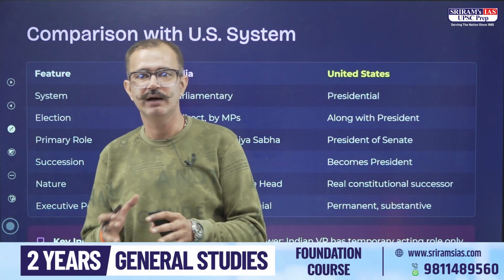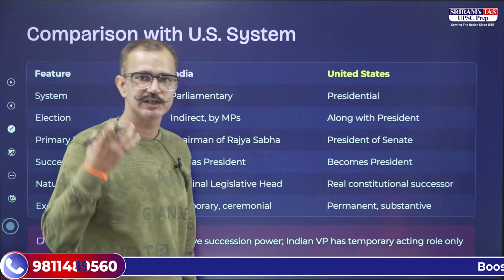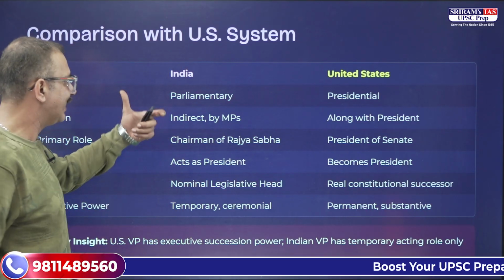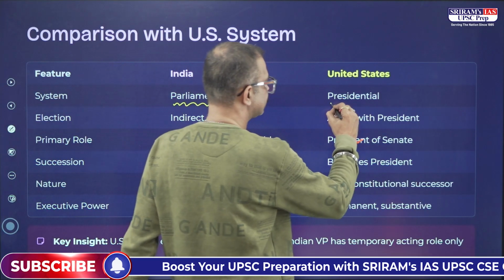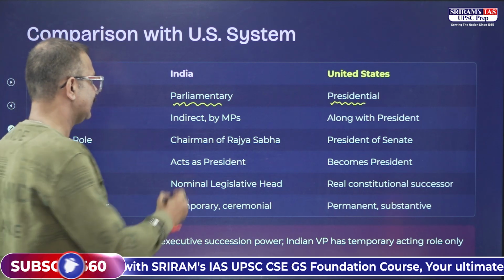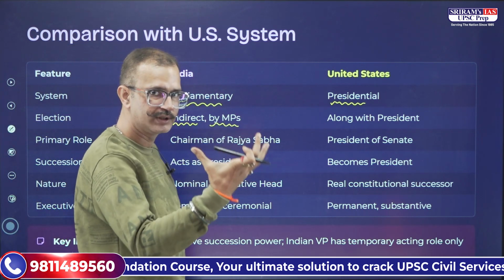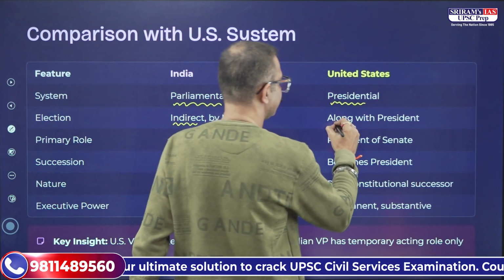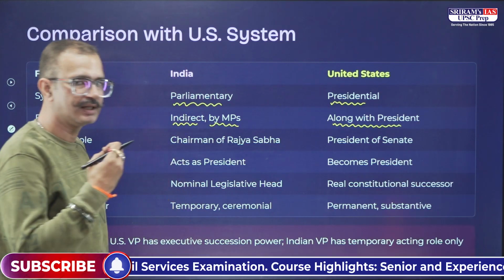Now, when it comes to the comparison to the US system, we have taken the position of the Vice President from the US Constitution, and India is actually a parliamentary democracy. At the same time, the US follows a presidential democracy. Now, in India, the election of the Vice President is indirect and it is done by members of Parliament of both the houses. But in the US, the Vice President is elected along with the President of the USA.